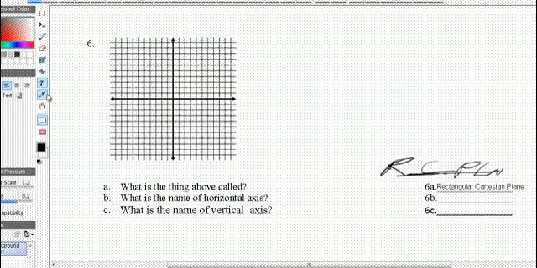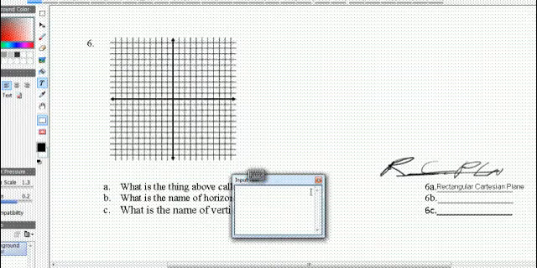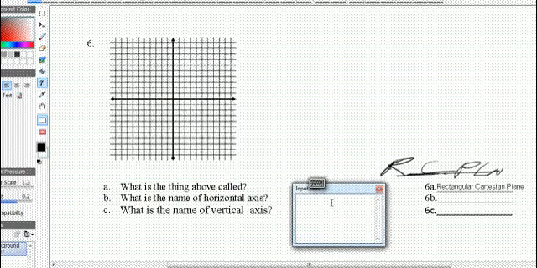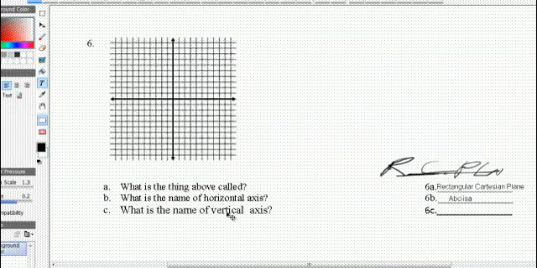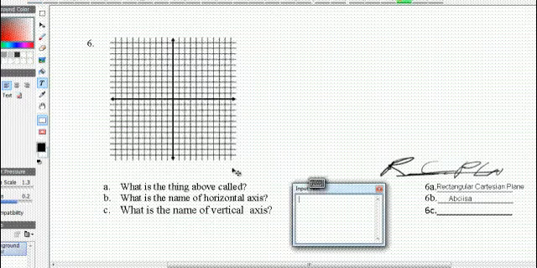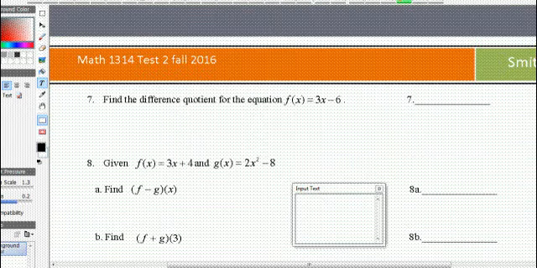You know that the x component, the horizontal axis, is called the abscissa. And you know the vertical axis is called the ordinate. Quick, easy questions, but you gotta know them. Easy points.